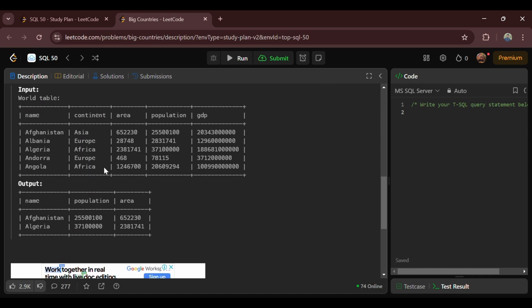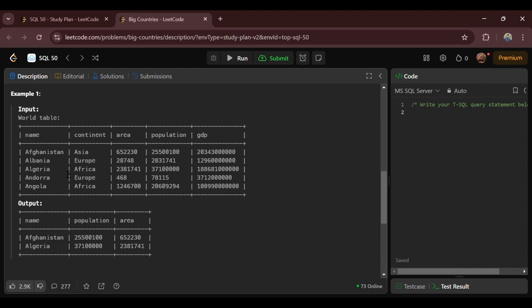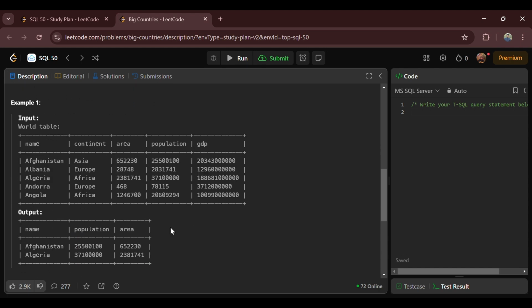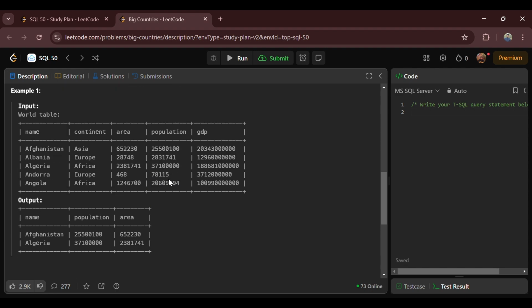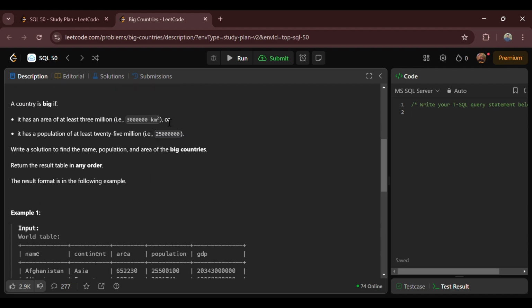So let's understand the table. Basically we have a table with a total of 5 rows, right? And in the output, Afghanistan and Algeria are given. So why are these two countries there? The population of Afghanistan is more than 25 million, and Algeria is also more than 25 million, sorry, for area. If any of these two conditions is true, then it is included. If you look here, for Afghanistan the area is less than 3 million, but still Afghanistan is in the output because the condition given is or, not and. So how can we solve this question?